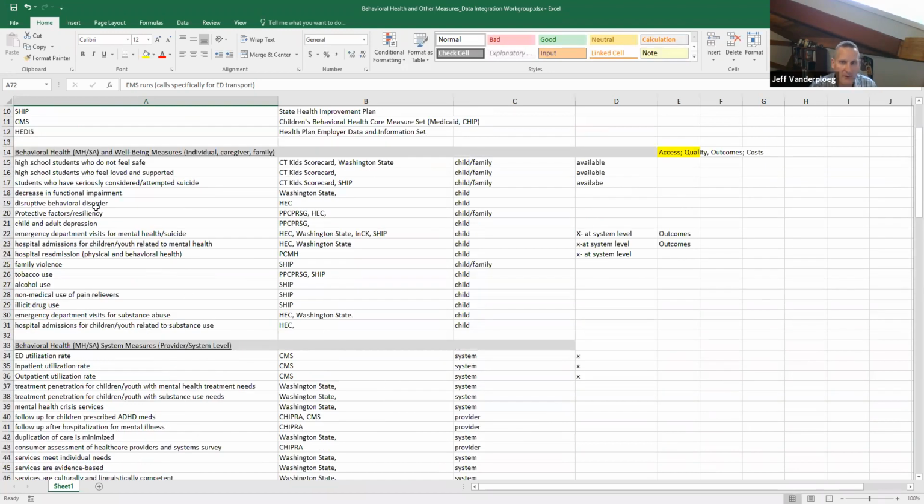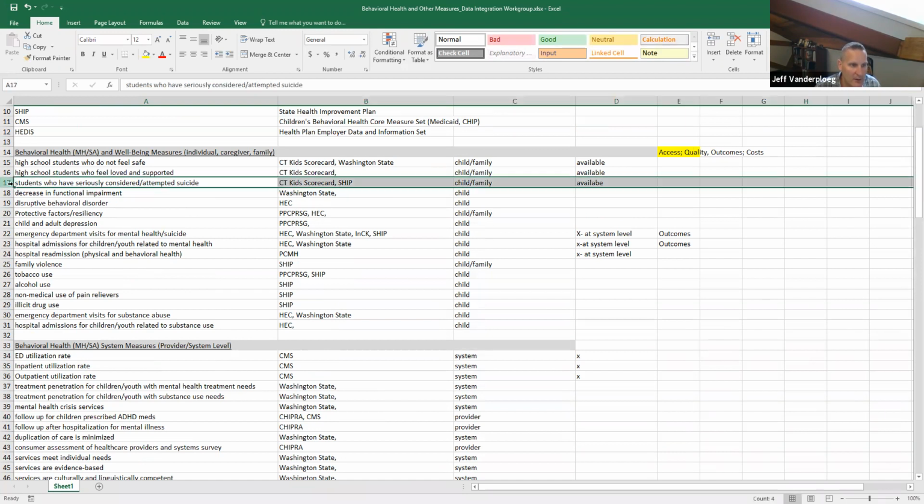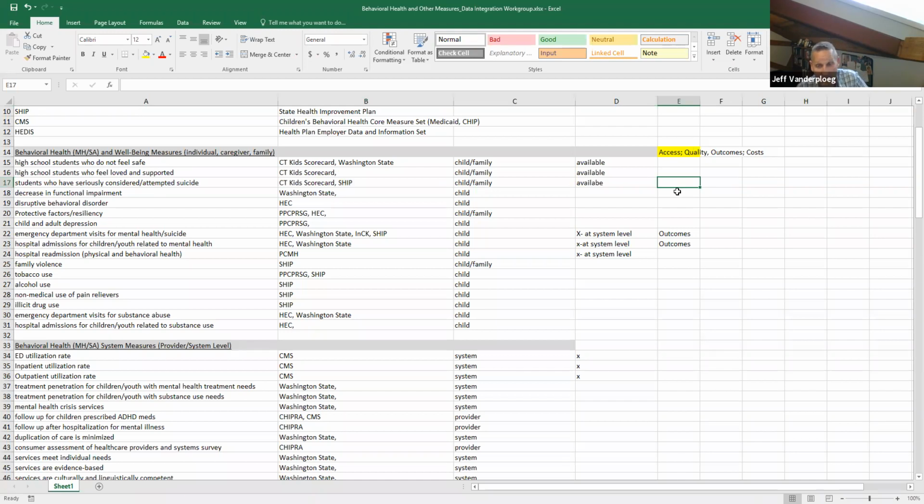So we'll go back up to this list here. Anything else that people want to flag as potentially being really worthwhile? I would personally have a significant concern about students who have seriously considered or attempted suicide. It's an individual measure, but if there were a way to collect that kind of information at a population level, I think that's a pretty significant indicator about whether we're identifying kids who are showing signs of depression, anxiety, or other conditions that may ultimately lead to feelings or attempts at suicide. So that to me is something that we should be paying some attention to as well.